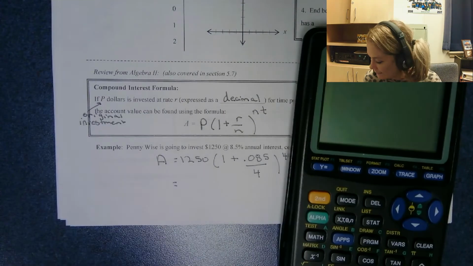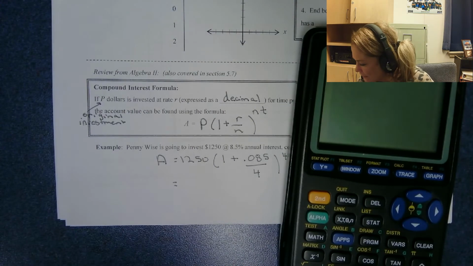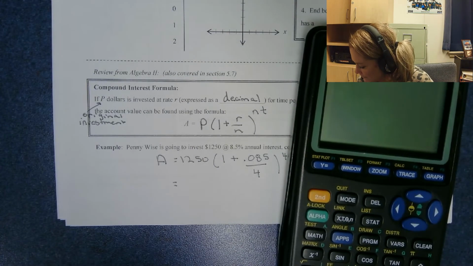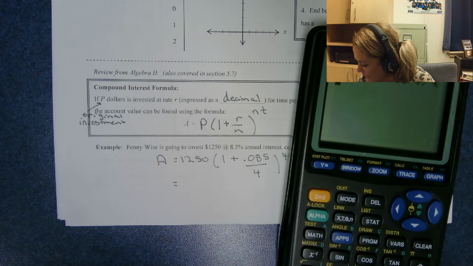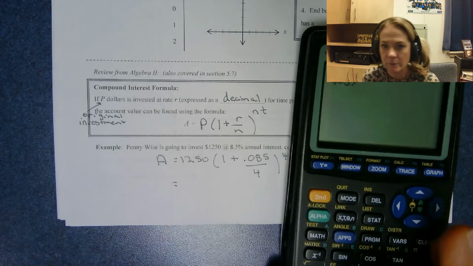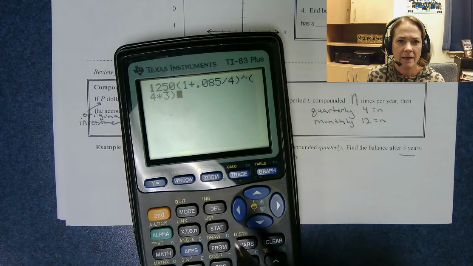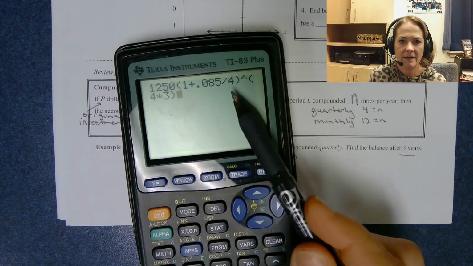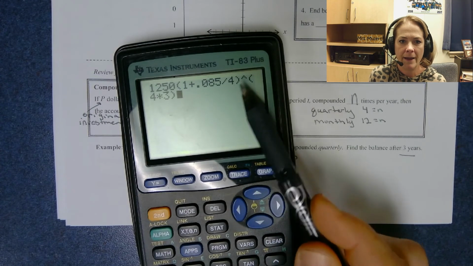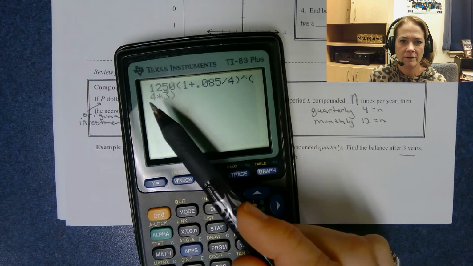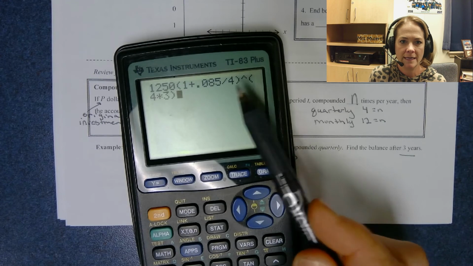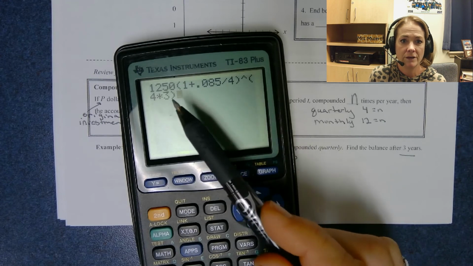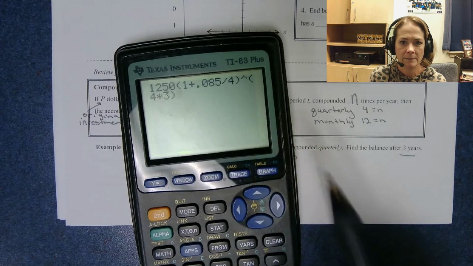All right, so what do I have? 1250, or T, I can take it all, times 1 plus 0.085 over 4, all to the 4 times 3. You want to have that in parentheses up there. Sorry, you couldn't see that. So there's 1250, your parentheses 1 plus that rate divided by quarterly compounded, up arrow. And you could have just put 12 here, but I put 4 times 3 to show the need for the parentheses there. If you're not going to multiply it first, you want to enclose it in parentheses.